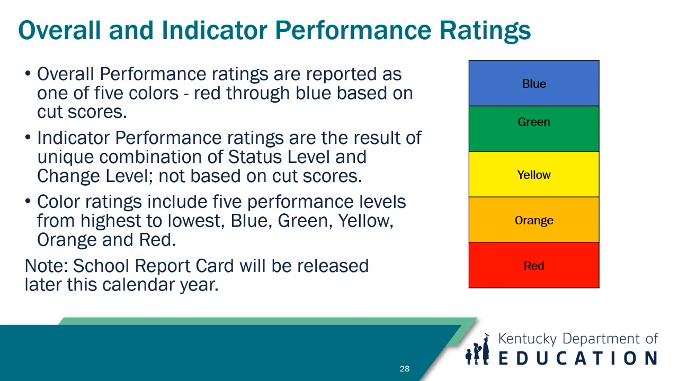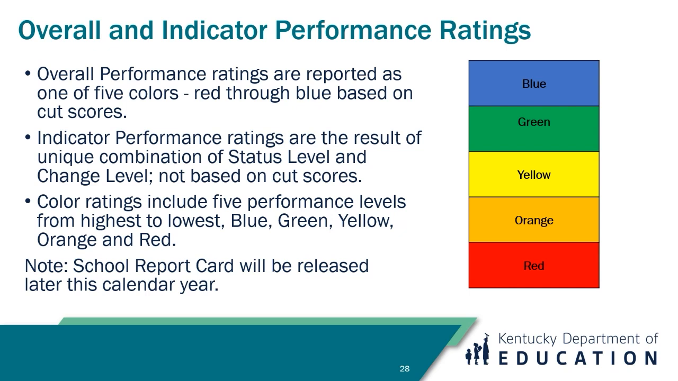The overall performance rating combines performance on the state indicators for elementary, middle, and high schools. These ratings will be communicated using a color rating system, where blue represents the highest rating and red represents the lowest rating. The 5 performance levels from highest to lowest are blue, green, yellow, orange, and red.